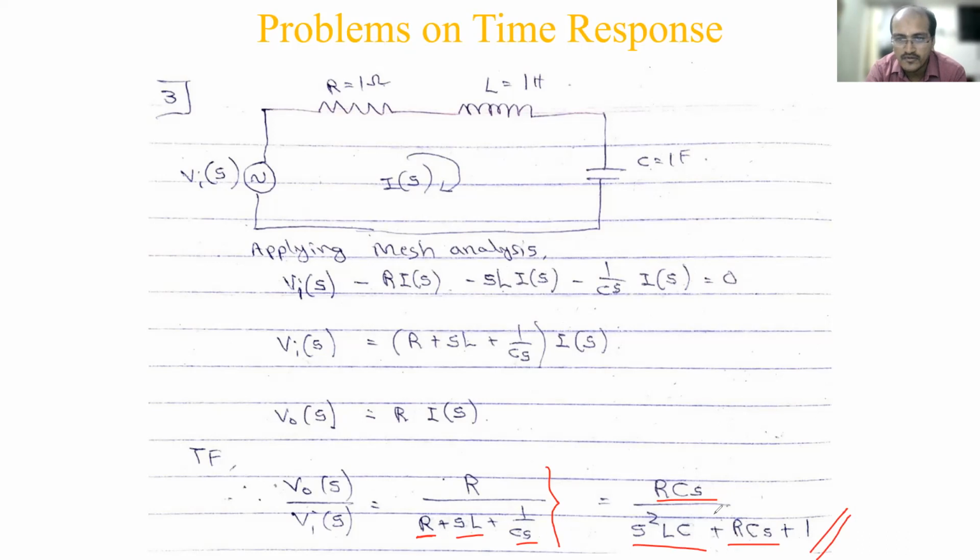Now we'll go to this problem. R value is given 1 ohm, C is given 1 farad, L is given 1 Henry, right? So we'll just substitute, and you'll get the actual transfer function of this problem.